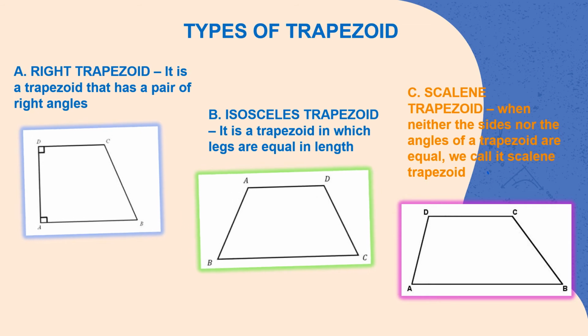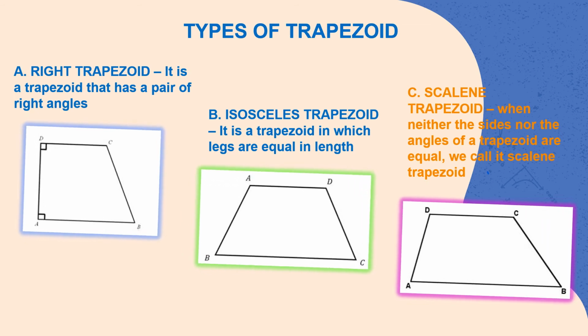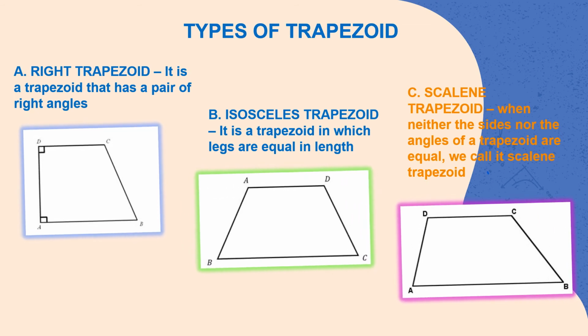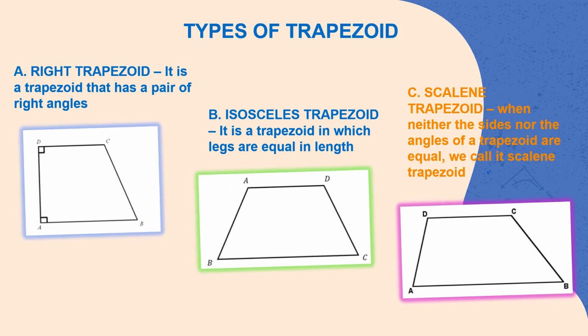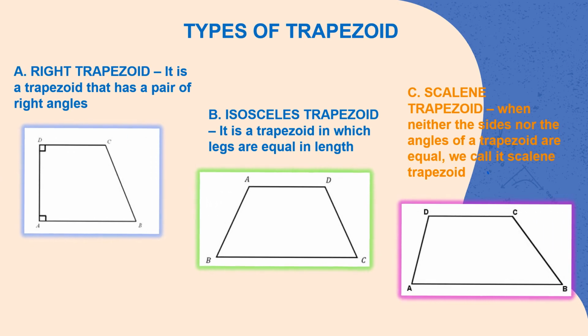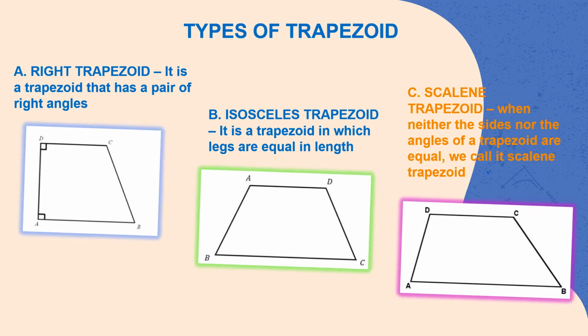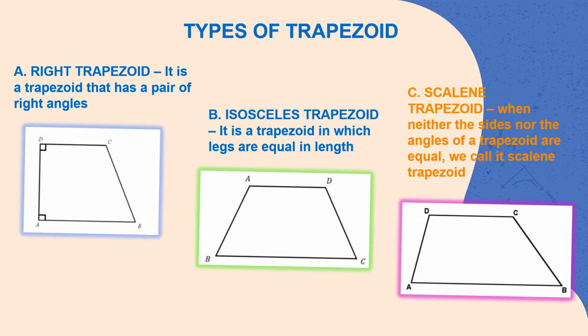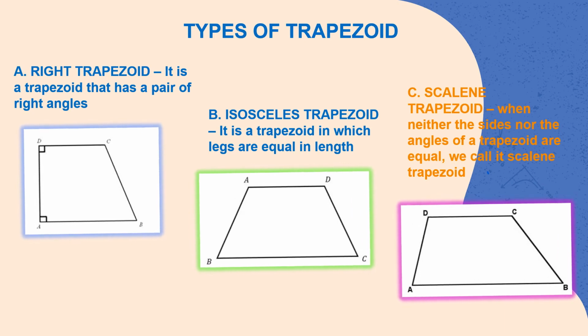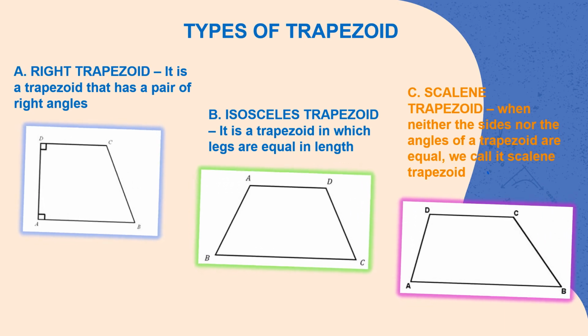These are the types of a trapezoid. A. Right trapezoid. It is a trapezoid that has a pair of right angles. B. Isosceles trapezoid. It is a trapezoid in which legs are equal in length. C. Scalene trapezoid. When neither the sides nor the angles of a trapezoid are equal, we call it scalene trapezoid.